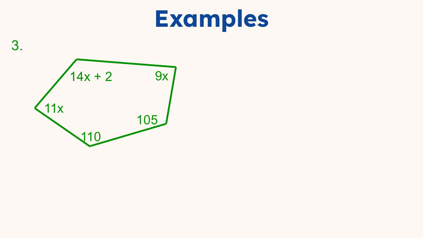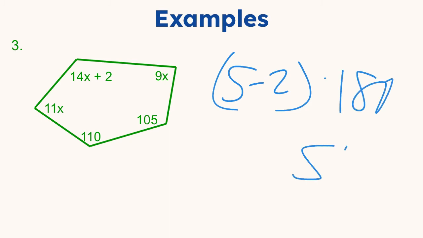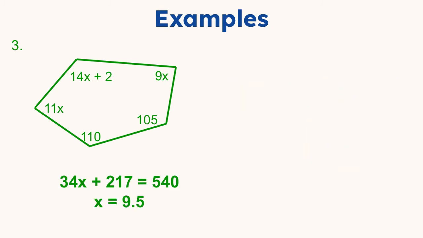Here we're back to interior angles again. So we've got a 5-sided shape. 5 minus 2 times 180, you might remember from earlier, is 540. So we're going to use that to set up our equation. If you combine all the x's together, you get 34x, and then plus 217 if you combine these two angles, equal to 540. Solve that and you've got your answer.